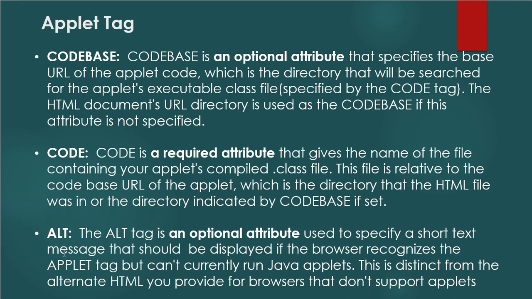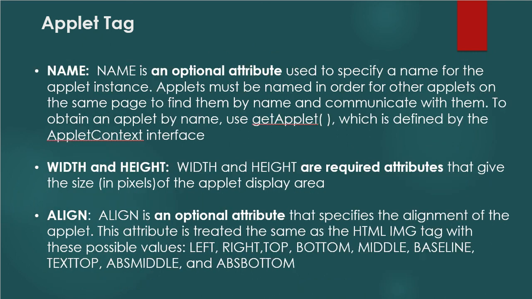Alt stands for alternate text. In case you have to specify something else when the required applet code is not found, in that case you can use an alternate text. It is again an optional attribute. So if you have any alternate text, you can use it. Then next one is name. Name stands for naming the instance of that applet. If you have to specify any particular name for that instance, in that case you can use the name attribute.